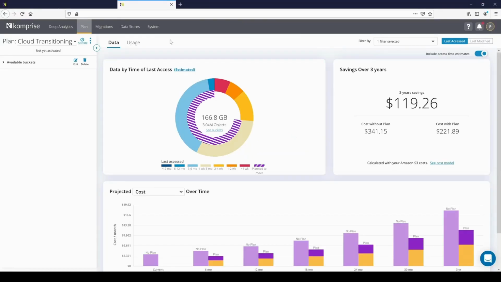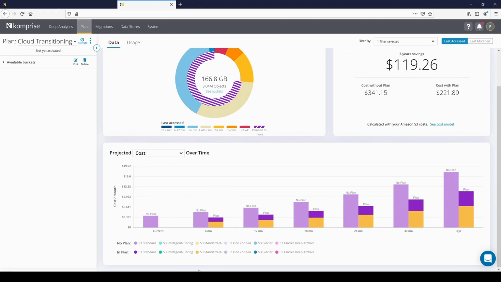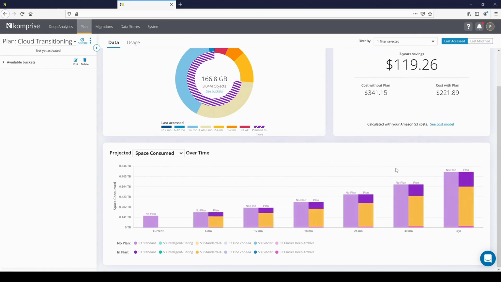To see the analysis of your buckets, navigate to the Plan tab. The heat map shows your bucket's data usage by access time, so you can easily identify cold data. Komprise also provides 3-year forecasts for cloud spend based on pricing from your AWS accounts and data growth to give you visibility for planning ahead.